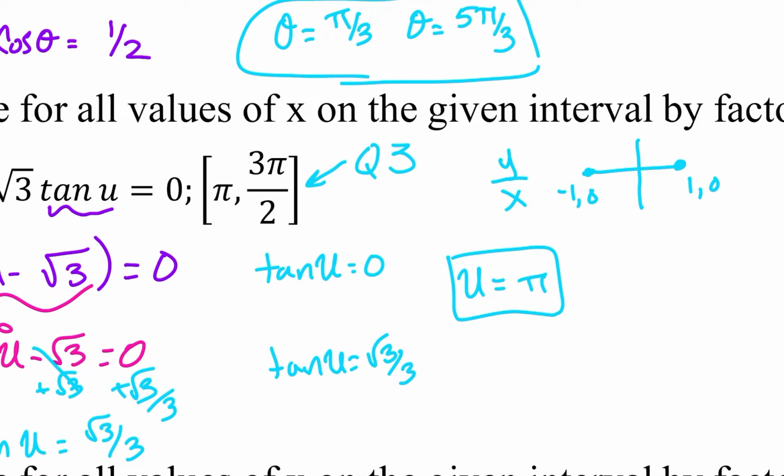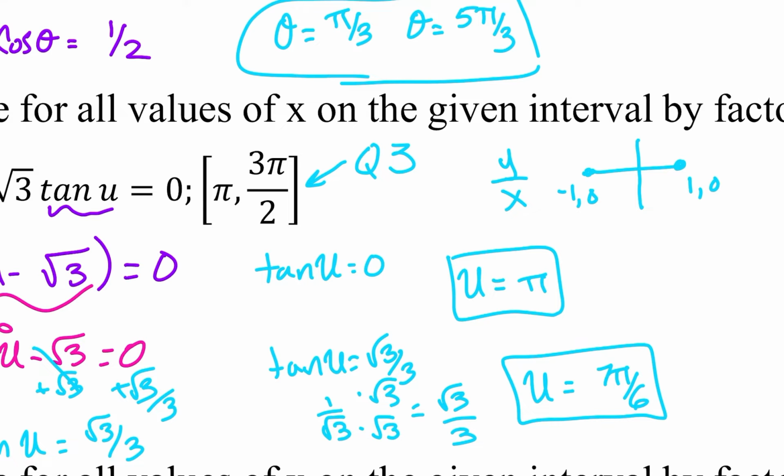And for the square root of 3 over 3, we've got to think about doing our y over x. And we know that at pi over 6, we would get 1 over the square root of 3, which if I rationalize 1 over the square root of 3, I would get square root of 3 over 3. So this is going to happen at pi over 6, but not pi over 6 in quadrant 1. We need pi over 6 in quadrant 3, which is always 1 bigger. So it's going to be 7 pi over 6 in quadrant 3.